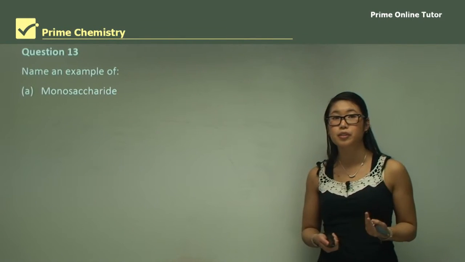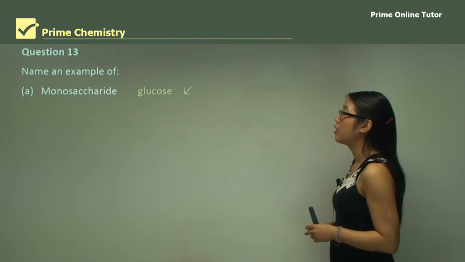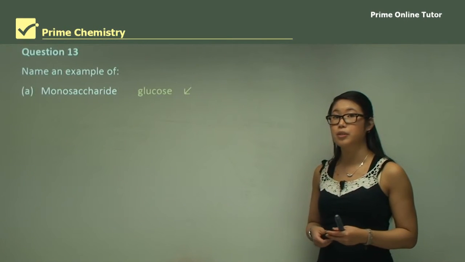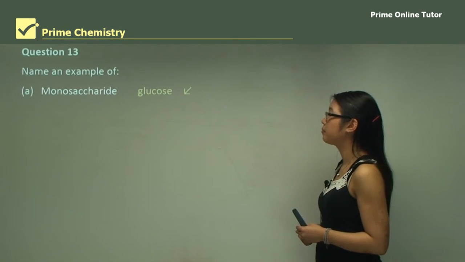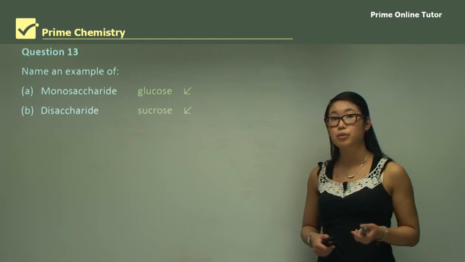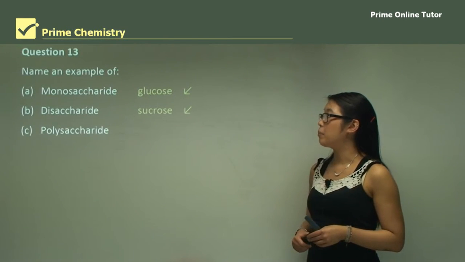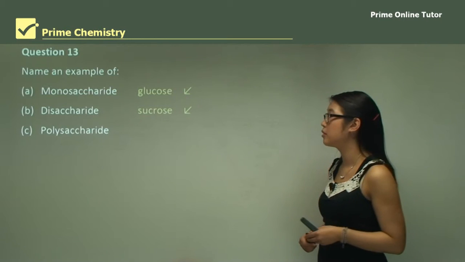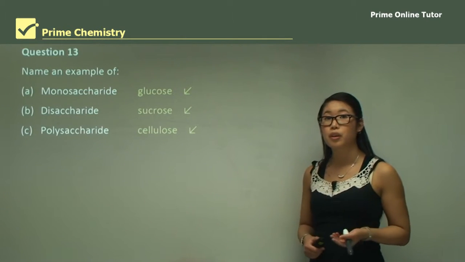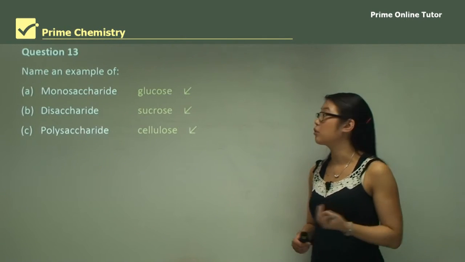So monosaccharides only have one hexose unit, and that is glucose, C6H12O6. A disaccharide is sucrose, which was 2 sets of those. And a polysaccharide is multiple ones. So one of those is cellulose. So it's a chain of glucose units.